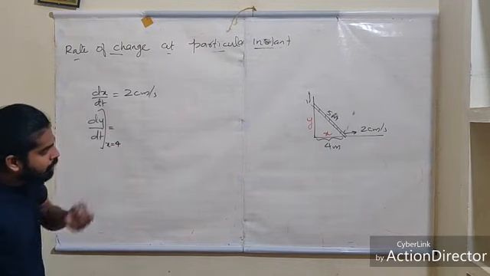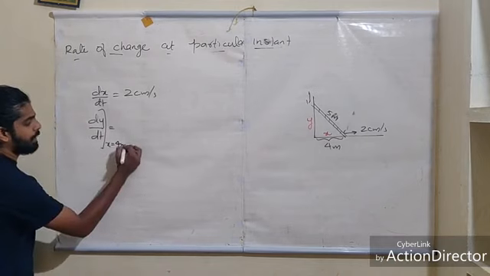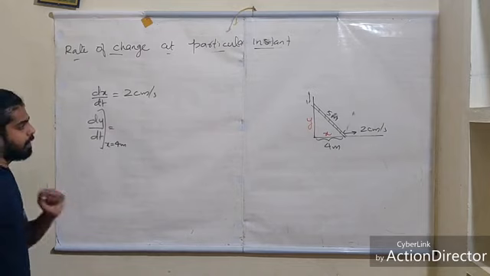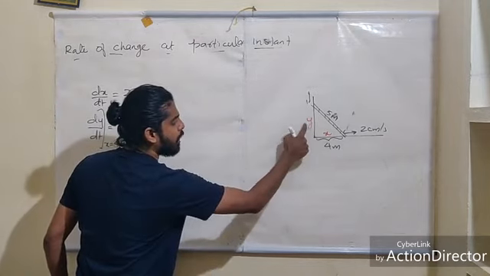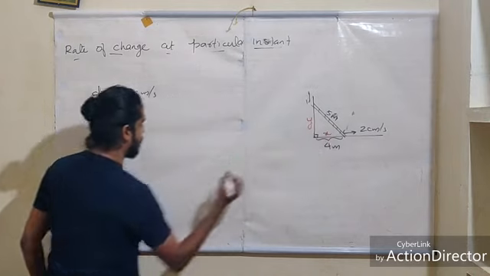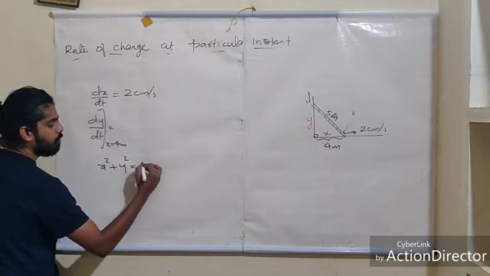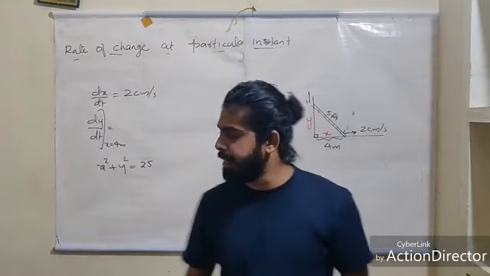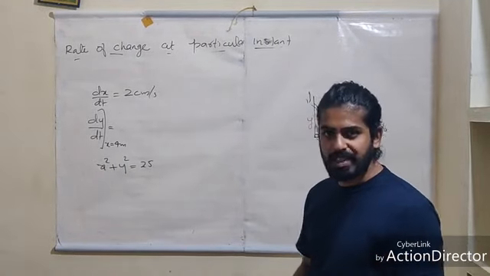So how will we find that? x is equal to 4 meter. This is centimeter and this is meter, right? So we have a connection here: x square plus y square is equal to 5 square by Pythagoras theorem, right? x square plus y square is equal to 5 square, which is 25. Now we will differentiate this implicit function, since there is x and y.